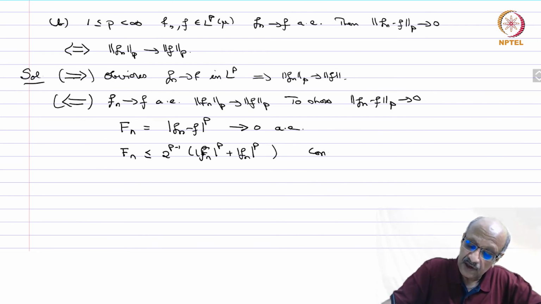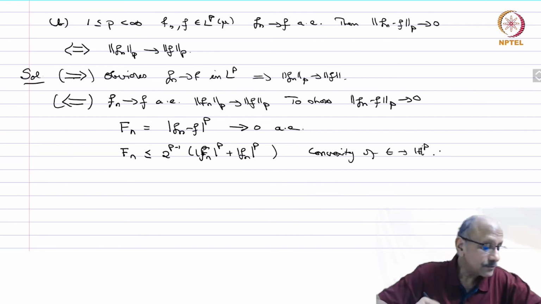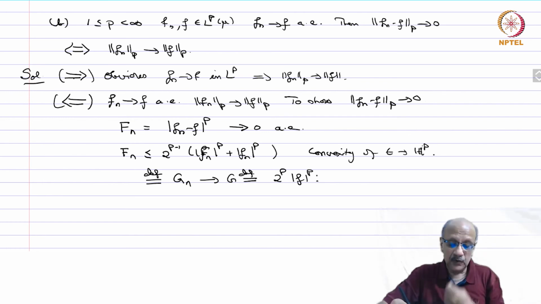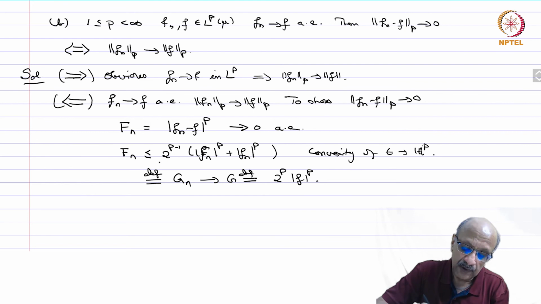So this is convexity of t going to t power p. I am going to call this, by definition, Gn. Then Gn goes to G, which again I am defining as 2 power p mod f power p, because Fn goes to f almost everywhere, so you get 2 times f power p. There is a 2 here, and therefore this is the definition of G.